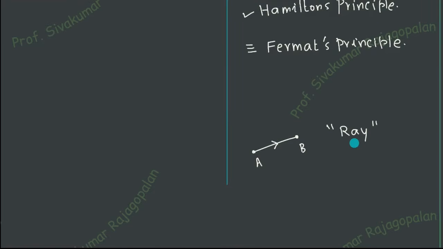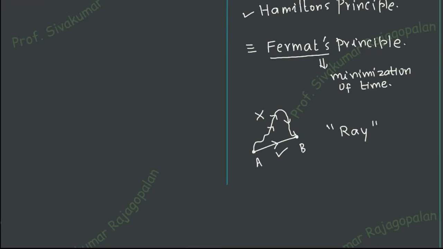So once again you ask the question: why should light travel in a straight line? Light can travel like this and come. Like this it can travel and come, right? So why did light not go like that? And the answer is Fermat's principle. Fermat's principle says that light will travel in that particular path for which the time becomes minimum. That is, the time required to travel from one point to another point has to be a minimum. So you got the point now.